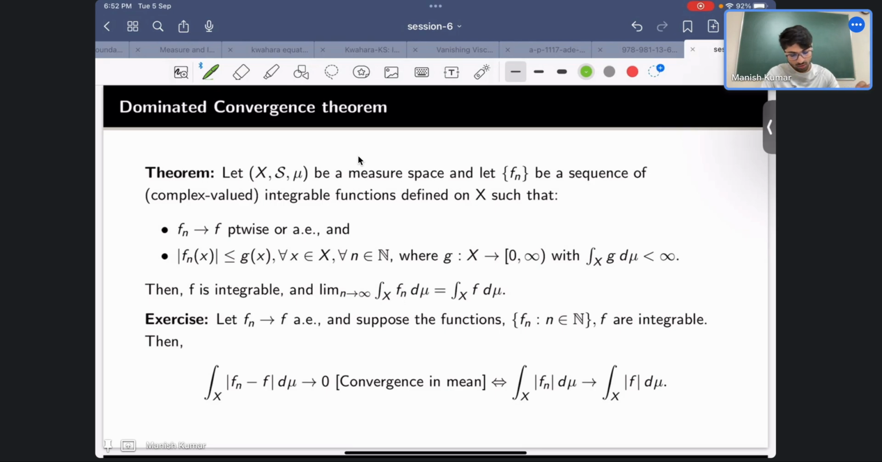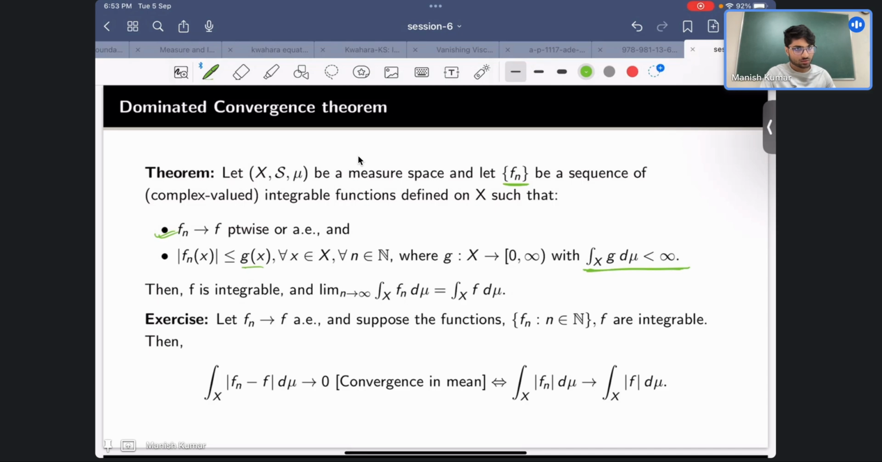Okay, so suppose this fn is a sequence of integrable functions on x such that fn converges to f pointwise. Okay, this is the first condition. The second condition says that mod of fn is less than or equal to g, where g is some integrable function. Okay, and this is non-negative. So from here only you can say that g is greater than or equal to 0. Okay, so this g is non-negative, and the extra condition is that g is integrable, that the integration of g is finite. Okay, so under these two conditions you can say that the integral of fn is also converging to the integral of f.